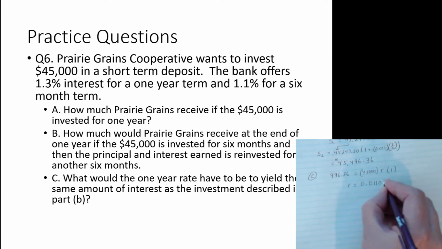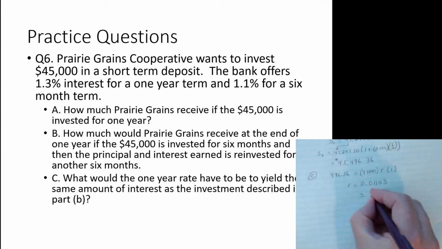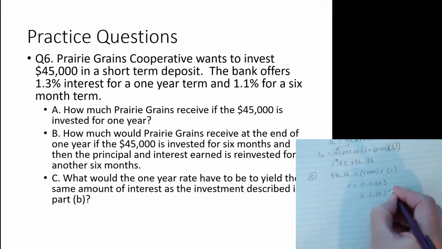And I get an interest rate very close, but a little bit higher. And that's where we start to see the effect of that compounding. So that little 0.03%, that's the impact of the compounding right there.